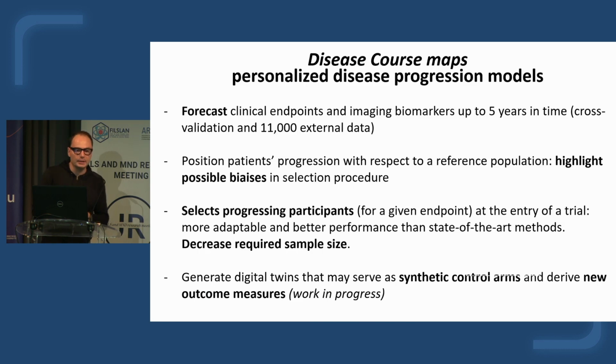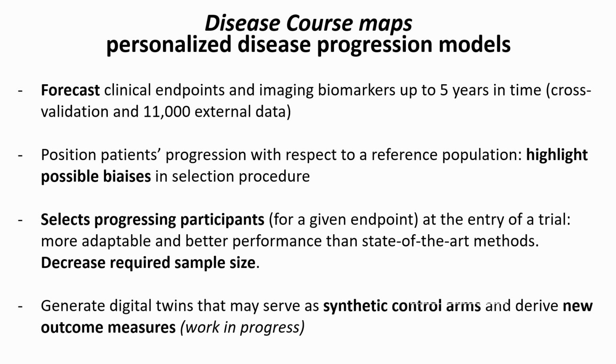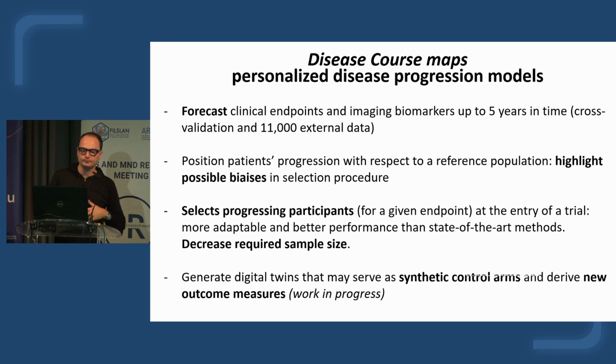So as a conclusion, what I presented is a way to build disease progression models where we can parameterize how the different biomarkers of participants change over time by adjusting age of onset, pace of progression, and disease presentation. That allows us to forecast clinical endpoints and imaging biomarkers up to 5 years in the future, and then to select participants in a trial to do a more powered clinical trial, meaning decreasing the sample size.